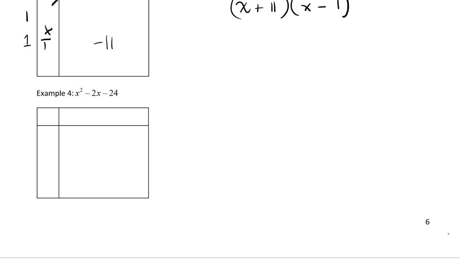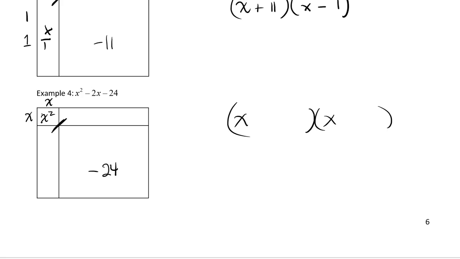Let's take a look at the last example here. We have an x squared minus 2x minus 24. I fill in my first term and my last term. X squared is going to give me an x and x. And then I need my product to be a -24, and the sum of the two leftover areas needs to add up to a -2x.